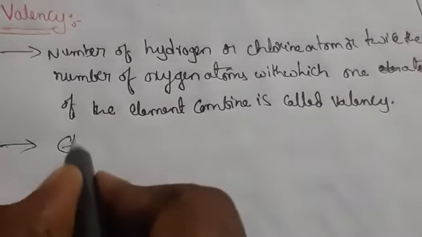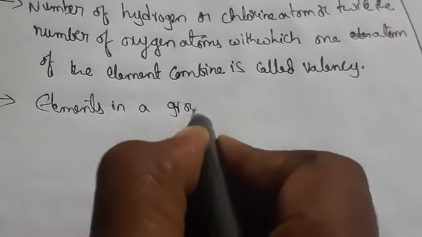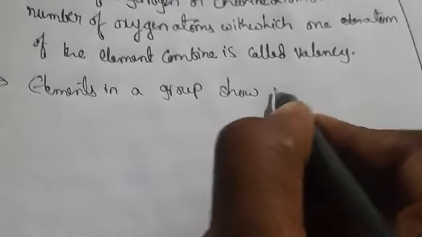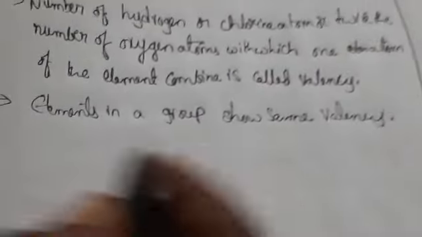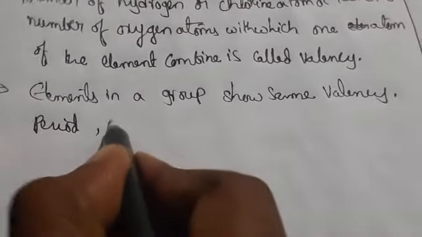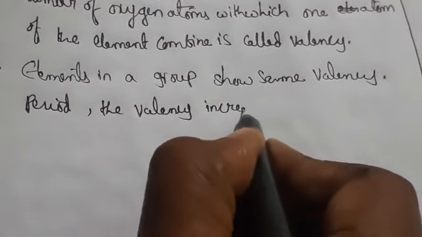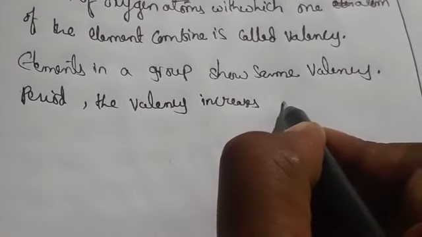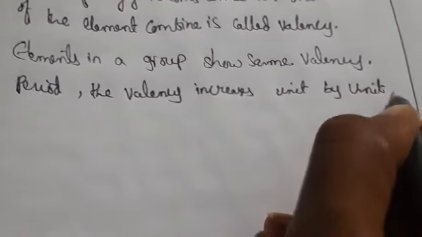Generally, elements in a group show the same valency. Coming to a period, in a period the valency increases unit by unit.